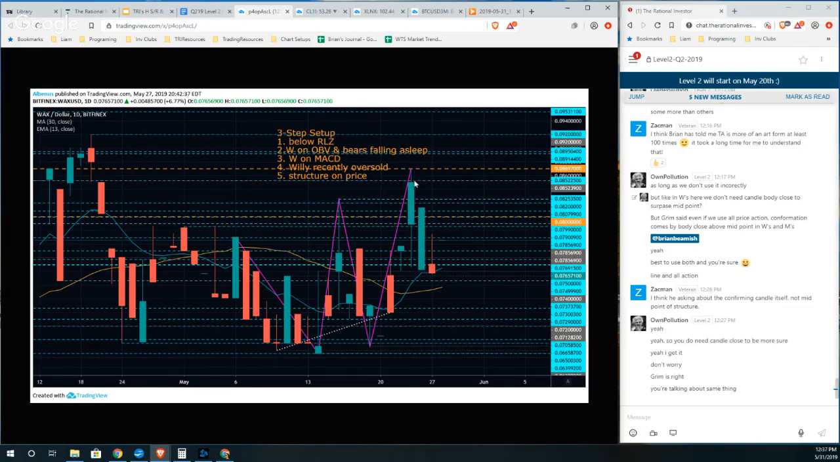rallied up, looks like it tried to accept above this level. And then, I mean, this doesn't really make any sense. Did this market open down here and then close up here? Something doesn't look right about this. And then did this candle open up here?